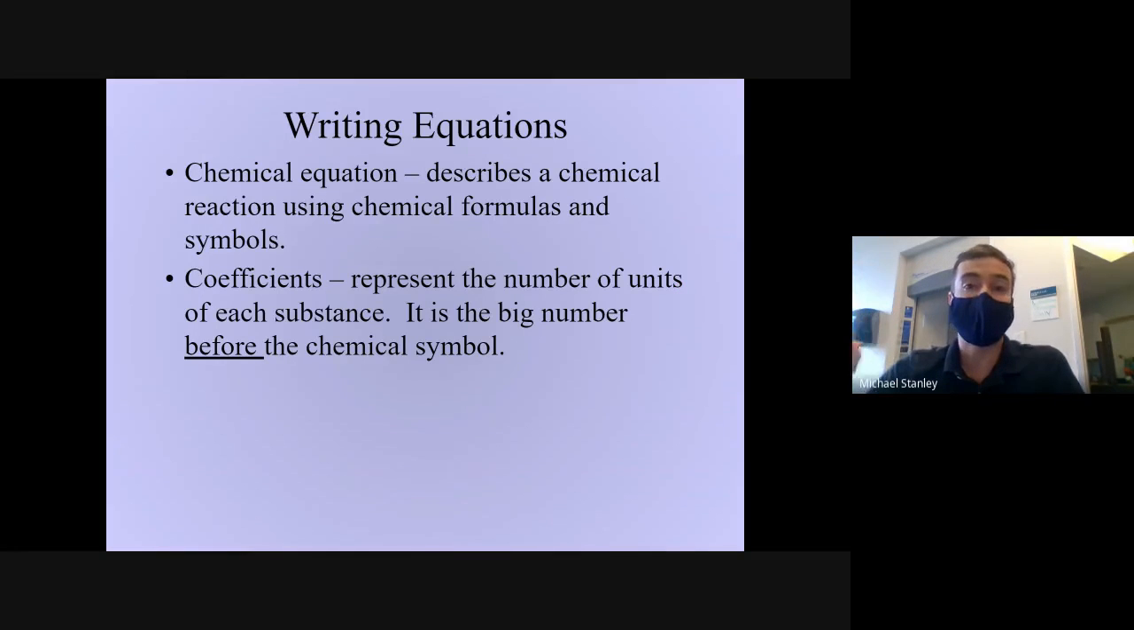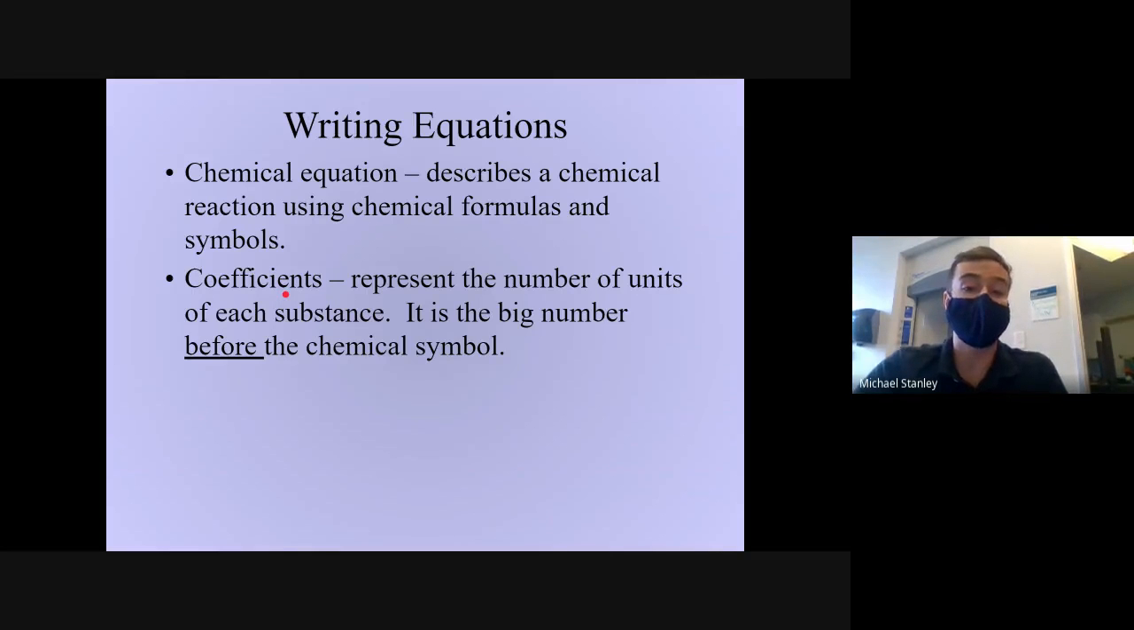So there are a couple different parts to these chemical equations that are going to be really important for you guys to keep track of. The first one, the obvious one, is the chemical symbols, those C's, H's, and O's from before. But you may have noticed there's also a couple numbers mixed in with those. One of those numbers is called the coefficients. The coefficients represent how many of each substance you have.